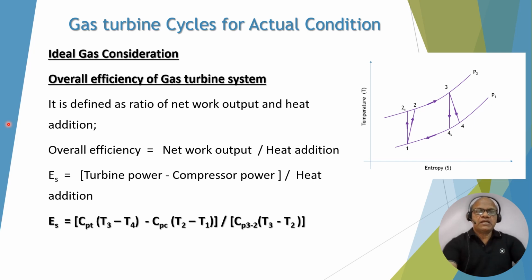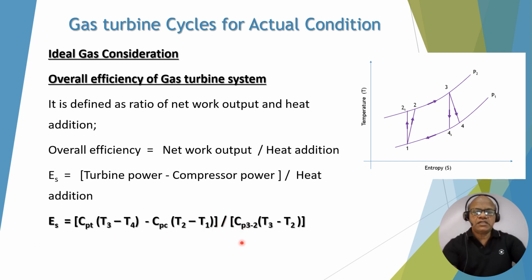Now overall efficiency of gas turbine cycle system, we can write overall efficiency is equal to net work output divided by heat addition. So turbine power minus compressor power, or we can replace power with head, turbine head minus compressor head, divided by heat addition. So per unit mass, work done per unit mass is head. This should be in the same unit. So we can write net work is equal to CPT into T3 minus T4 minus CPC into T2 minus T1. This is net work done per unit mass.